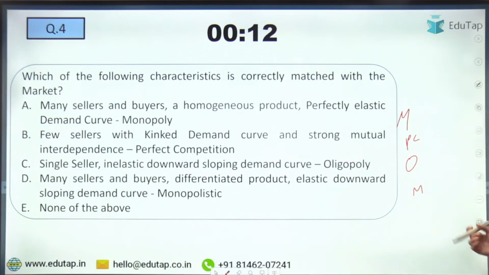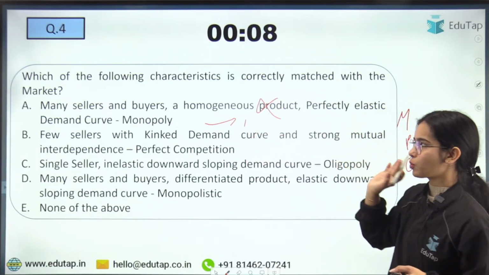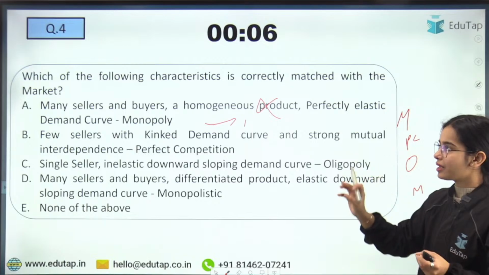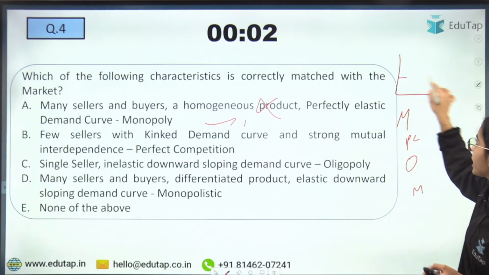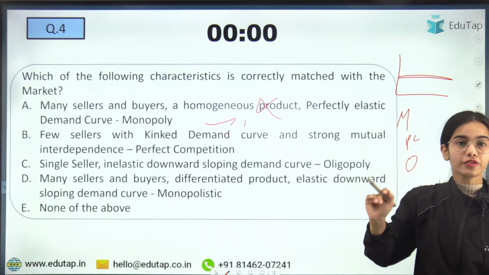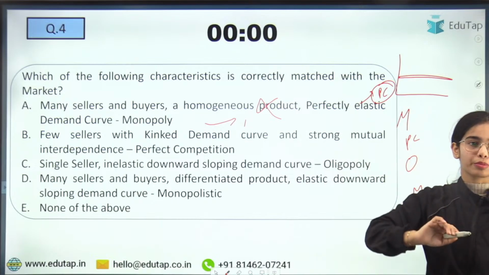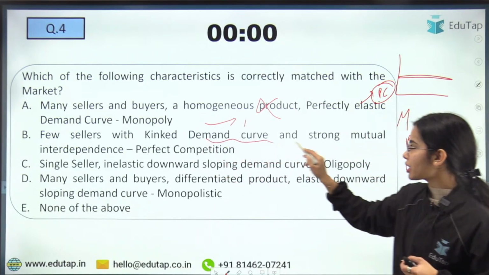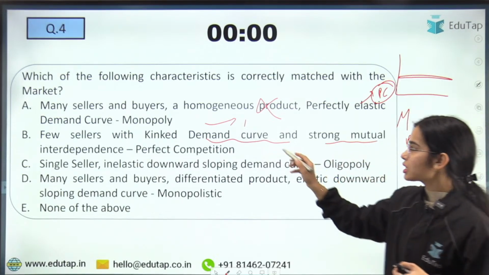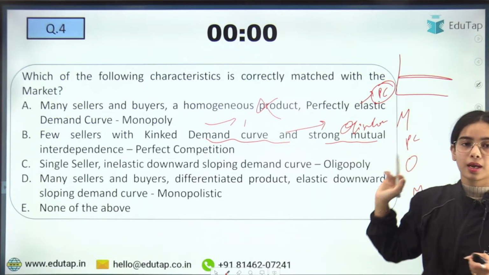Many sellers in the monopoly? In a monopoly, there is only one seller, right? So this is incorrect for monopoly. Many sellers and buyers, a homogeneous product, perfectly elastic demand curve, that is a horizontal demand curve, is present in perfect competition, not in monopoly. Few sellers with a kinked demand curve and strong mutual interdependence are present in the oligopoly market.